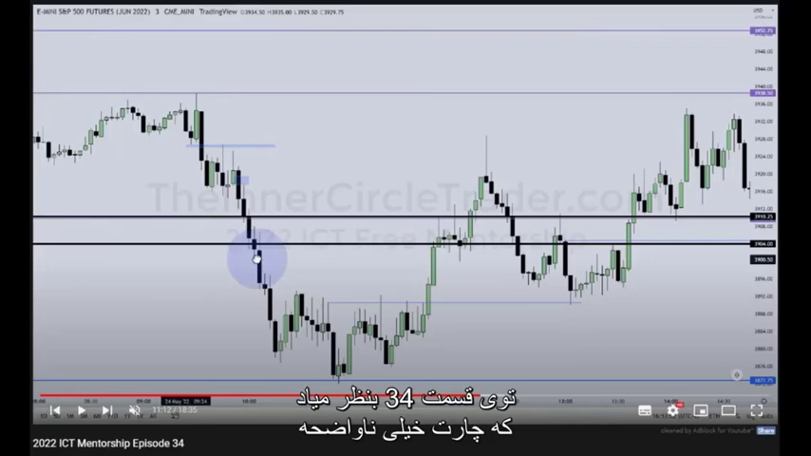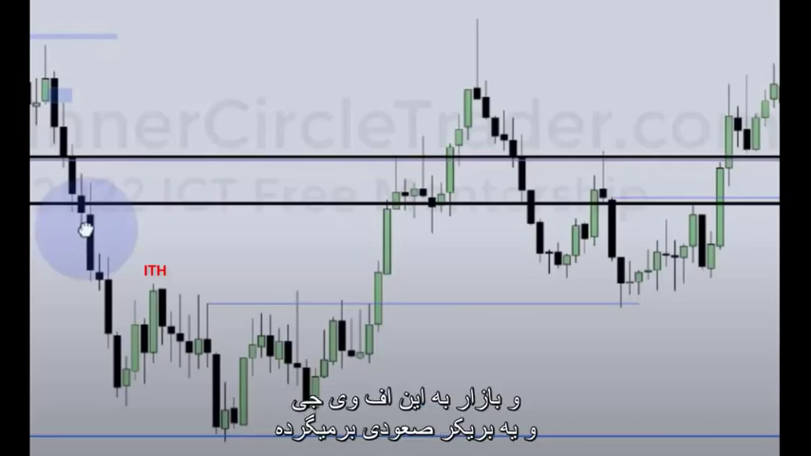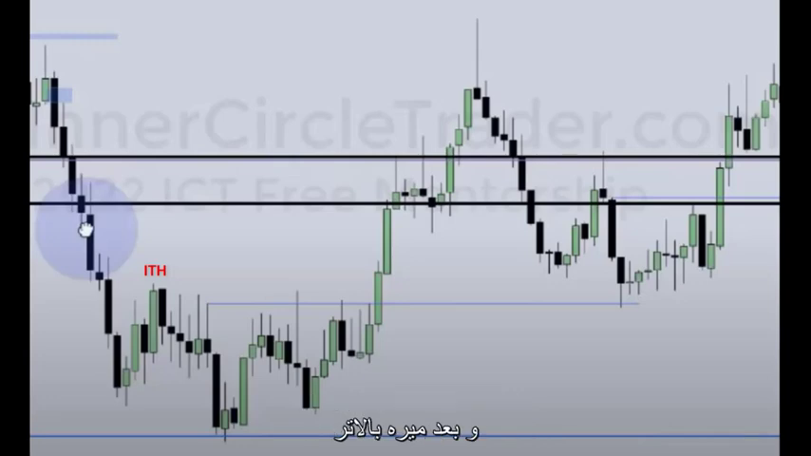In episode 34, it seems like the chart was pretty choppy, but in reality it wasn't. We can see an intermediate term high get broken. I'm going to zoom in for you. By a fair value gap. What does the market do? It returns back to this fair value gap and a bullish breaker before going higher.